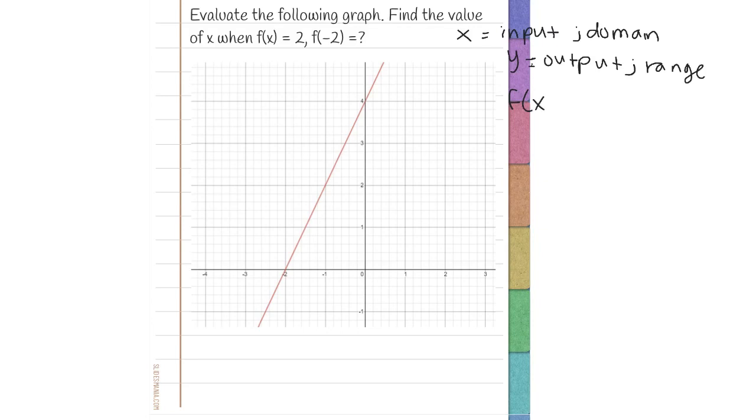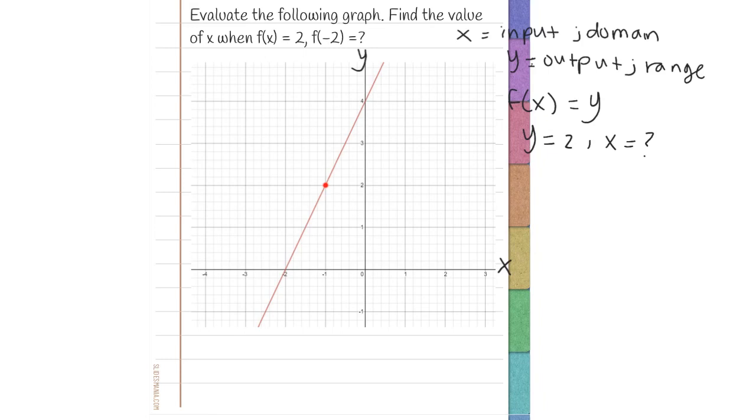Remember that f of x is the same thing as y. That means when y is equal to 2, what is x? So let's look at when y is equal to 2. This is our x-axis and this is our y-axis. So that means I'm only going to read the graph up and down if I'm focusing on the y values, right? I'm only going to read the graph up and down. Where is y equal to 2? Well, y is equal to 2 is right here.